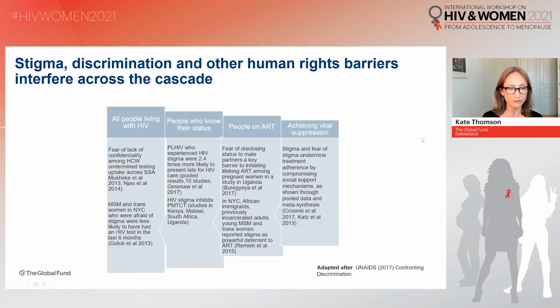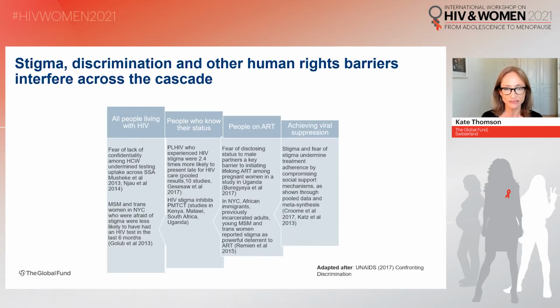As I mentioned on the previous slide, there's plenty of evidence that stigma and discrimination and other human rights barriers to services interfere across the cascade with negative effects on the effectiveness of prevention, testing coverage, and adherence to treatment. And you'll see here in these examples how stigma and discrimination impact on the overall quality of life of people living with HIV in key populations.